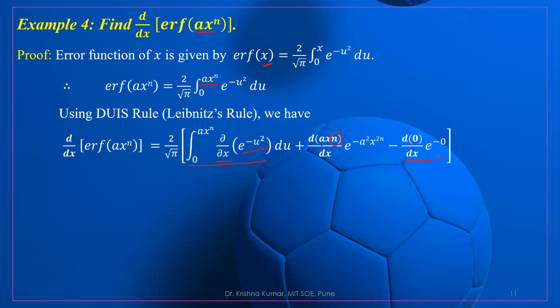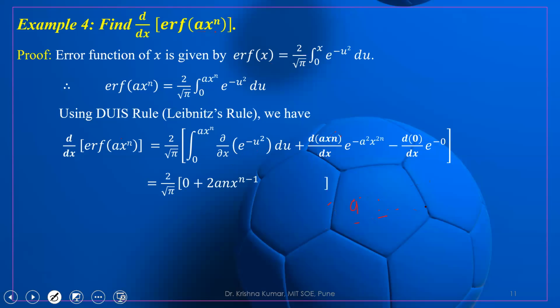What is the derivative of a x to the power n? It is n a x to the power n minus 1. This is the derivative of the first part, this part. Okay.